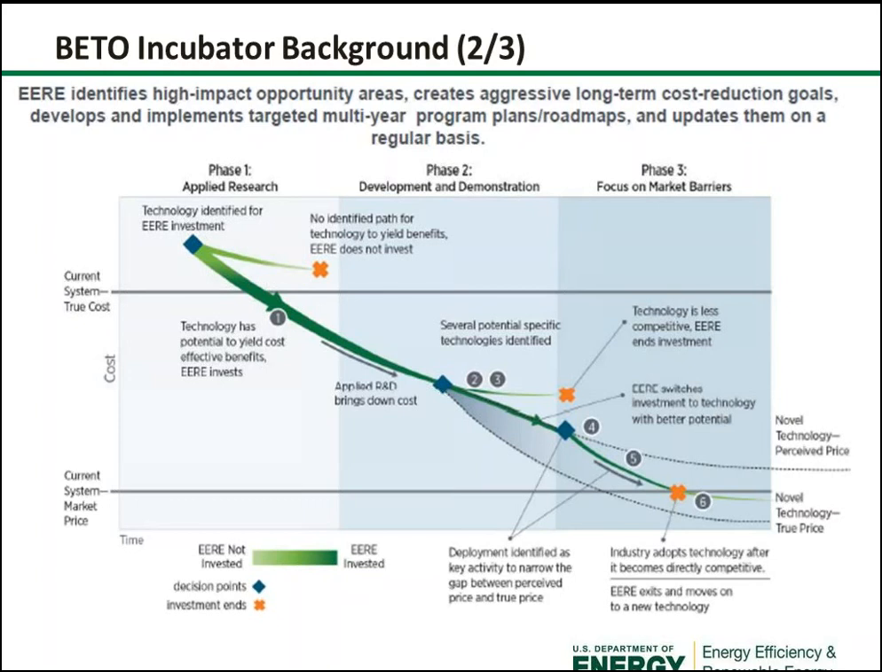And we seek to update these on a regular basis. So we're really where we're at in this FOA. The goal of this FOA is to identify technologies that can feed into that top left corner where the first blue diamond is, where number 1 is, where technology has potential to yield cost-effective benefits. Really what we're seeking is to feed this pipeline, and then the goal of EERE and BETO is to de-risk the technologies down this curve to improve cost performance over time.